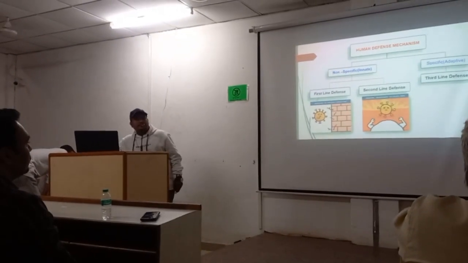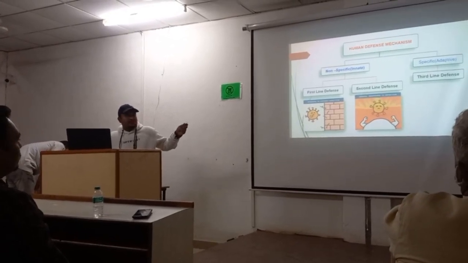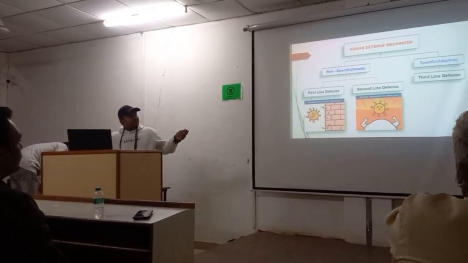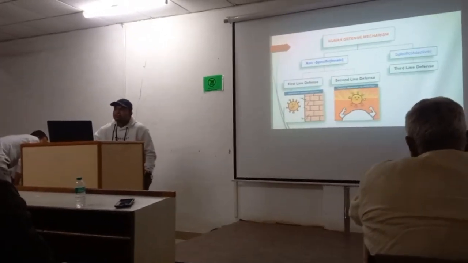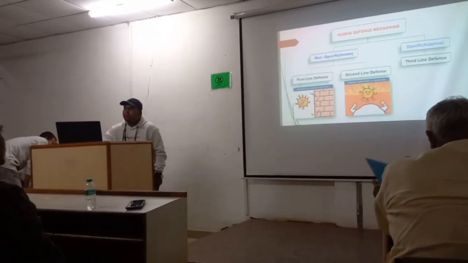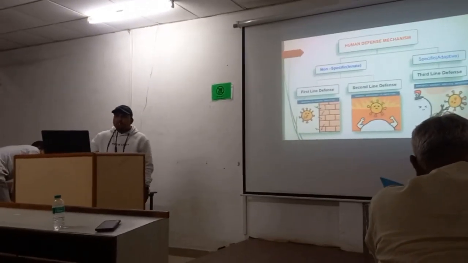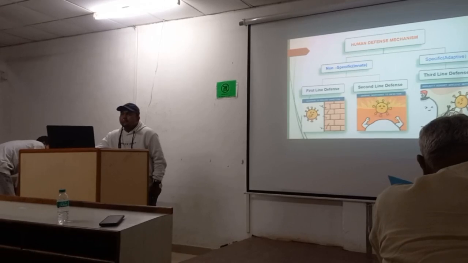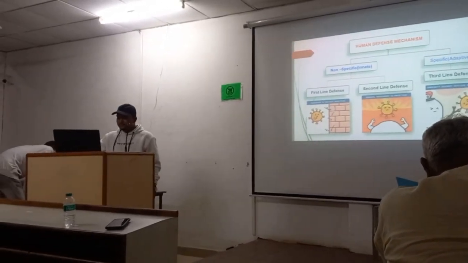In second line defense, the pathogen has already entered our body by defeating the first line defense, but that pathogen could not survive in that particular condition. The condition may be lower pH or high body temperature. In third line defense, a specific type of immune cell gives a response against the specific type of pathogen.